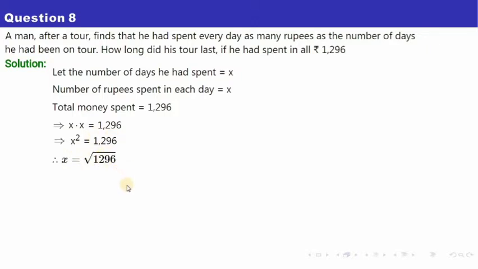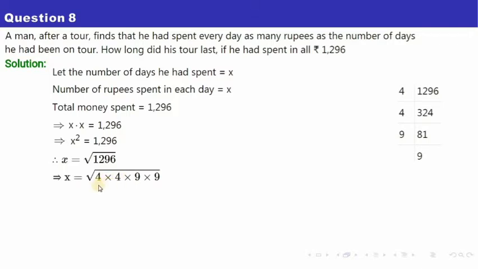Now how to find the square root? You have already learned, isn't it? What do you need to do? You need to factorize 1296. The factorization part I have shown here. You may try the factorization by yourself also. Basically here we see that 1296 can be written as 4 into 4 into 9 into 9.